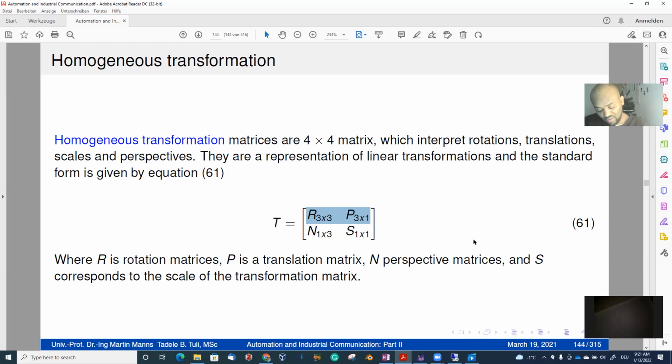So in order to make it invertible, we have to make it full rank, and then we add simple zeros below and 1 here, which is a scalar, called scale in computer vision. This is normal, these are perspective matrices. S is the scale of the transformation matrix, P is the translation matrix, and R is the rotation matrix. So from this, we get a homogeneous transformation matrix, which is 4 by 4.